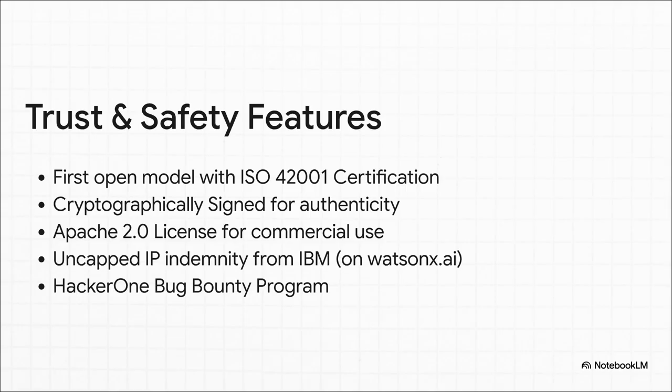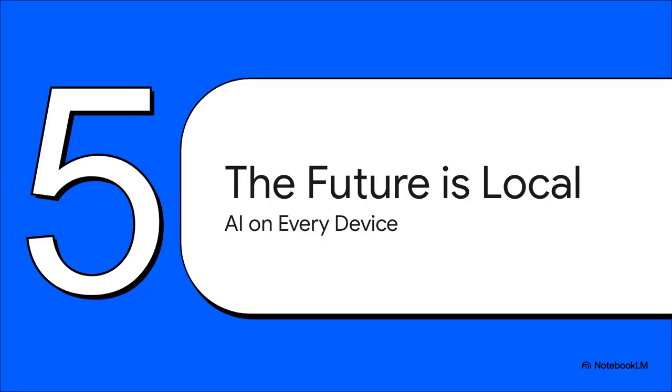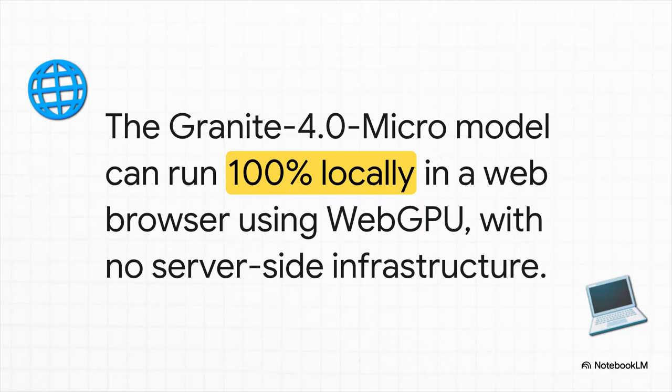Okay, so for our final section, let's zoom all the way out. What does this obsessive focus on efficiency really mean for the future of AI? Well, it points to a future where powerful AI isn't just stuck in the cloud, it's running on every single device we own. And this is not some far-off science fiction either. People are doing this today.